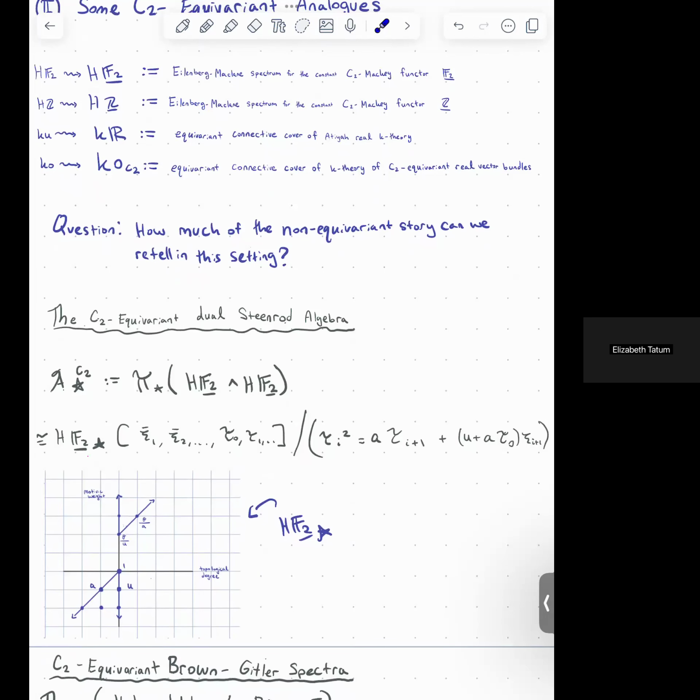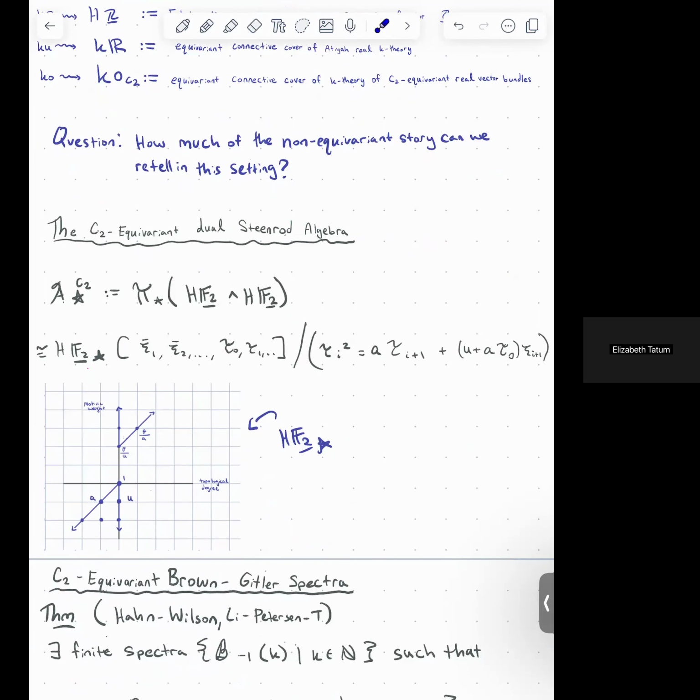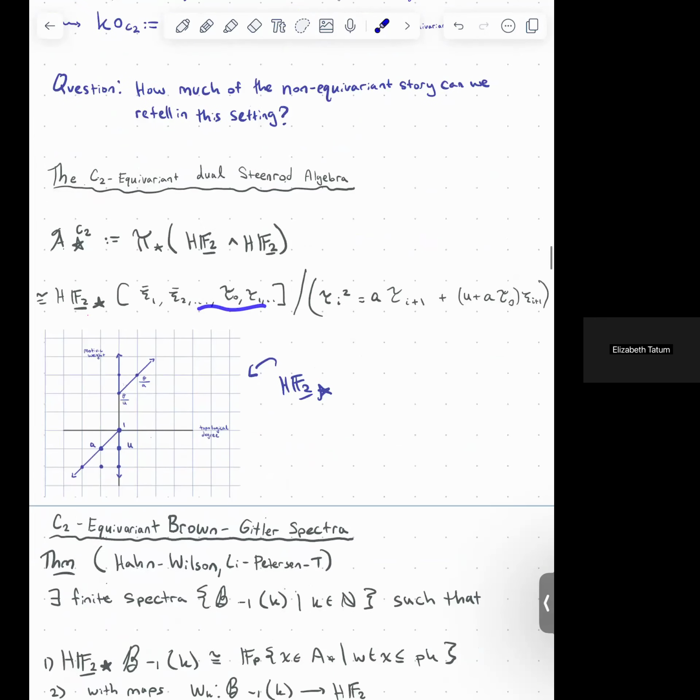Okay, but for our purposes, maybe the thing to note here is that we still have these CIs and these tau i's as generators. They're just over something a little more complicated. So we can go ahead and just define the same weight filtration on here.